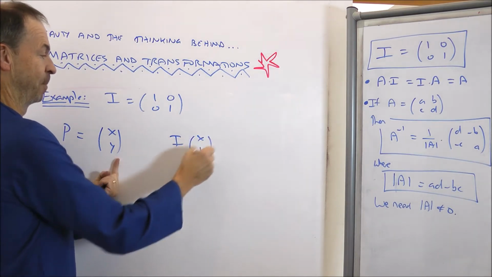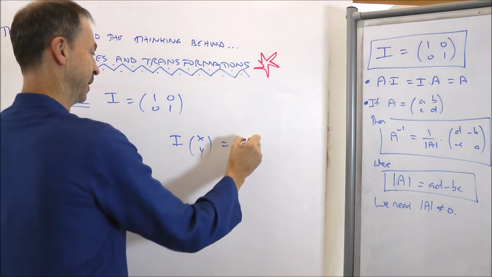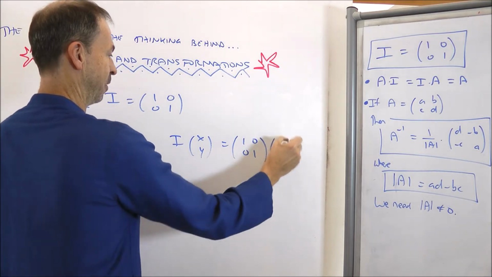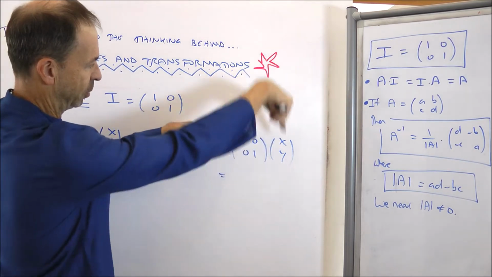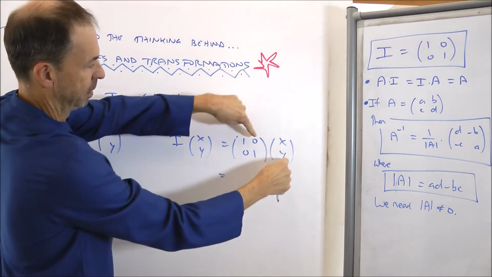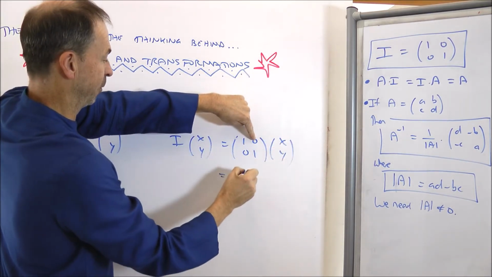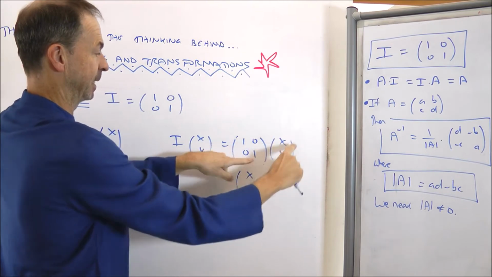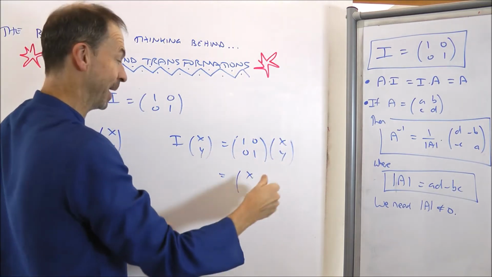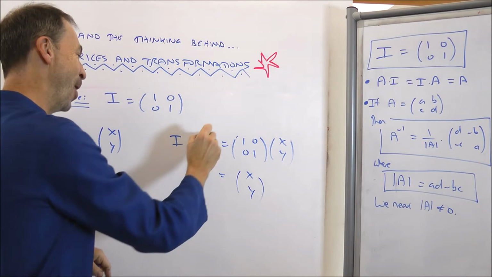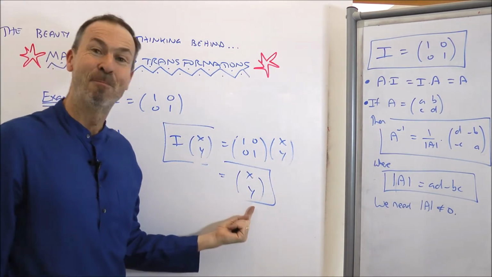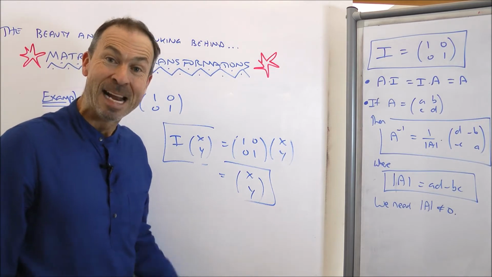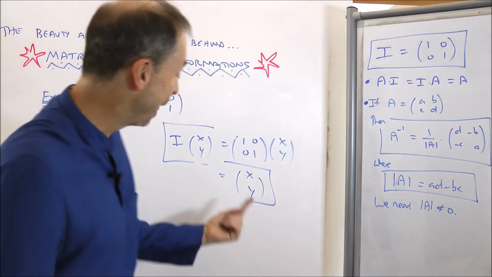I, operating on a point, would just be this matrix, 1, 0, 0, 1, operating on the column vector x, y. Work it out. Row 1, column 1: x times 1 plus 0 y's is just x. 0 times x plus 1 times y: 0 plus y, y. Oh! The identity matrix operating on a point gives you back the same point. It's not much of a transformation. It keeps the point the same.